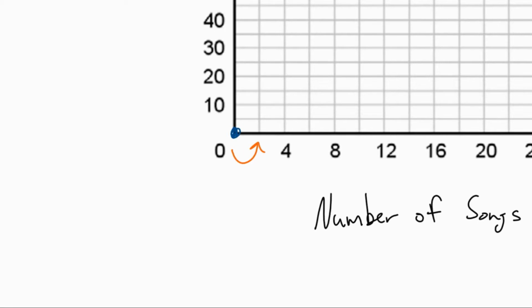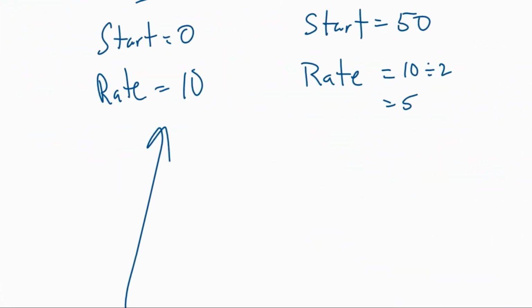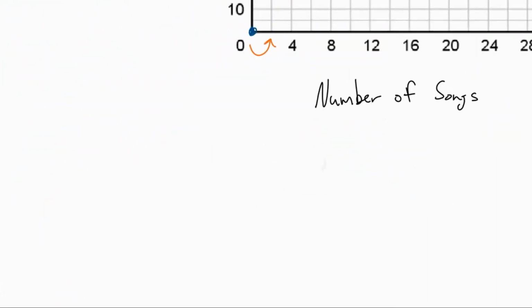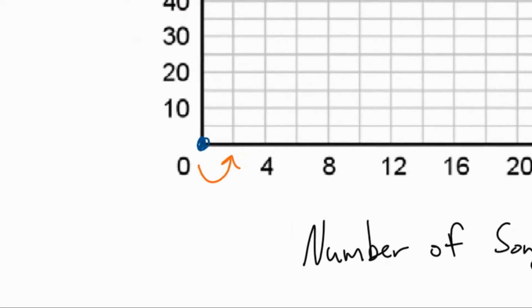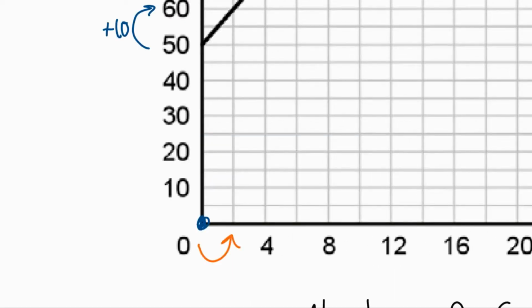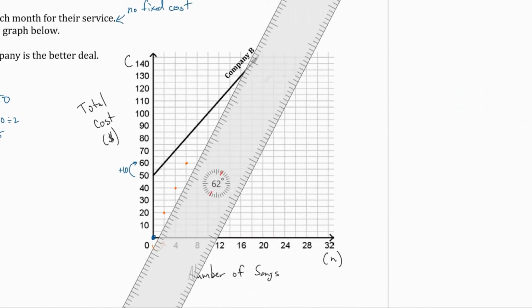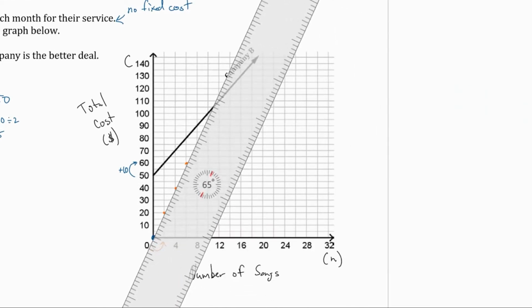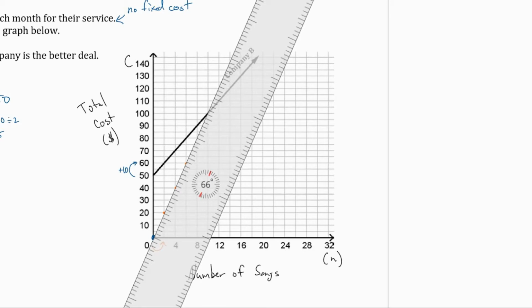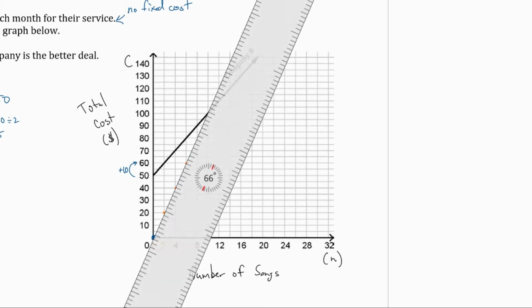Oh, so for 1 song, for A, which is what we're graphing right now, it would be 10, but I'm not going up by 1 song here, I'm going up by 2 songs. So if I go up $10 for 1 song, for 2 songs, that would be $20. 2 more songs, $20 more. 2 more songs, $20 more. Okay, so let me graph this. Again, it should be forming a nice straight line. Okay, there we go.